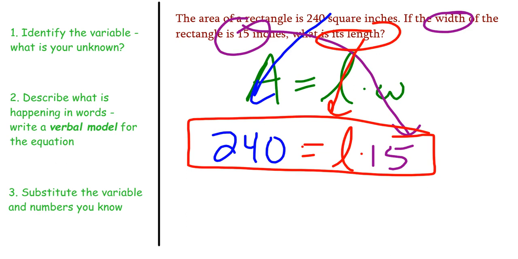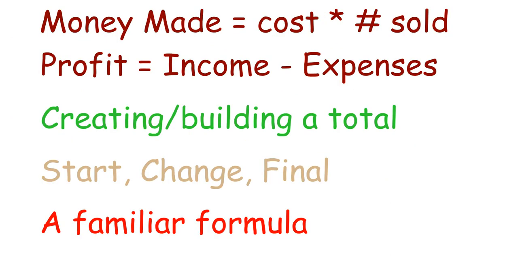So there are really 5 categories of problems that we've seen here. One is a sort of double category. The money you make is equal to the cost times the number sold, or your profit is equal to your income minus your expenses, the money you make minus the money you spend. Anytime that we're raising money, one of these will probably be related to our problem somehow.